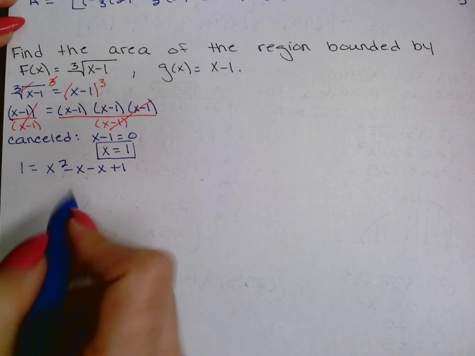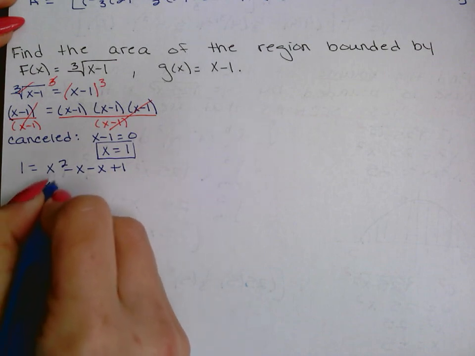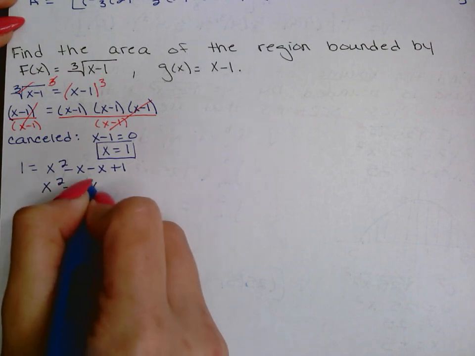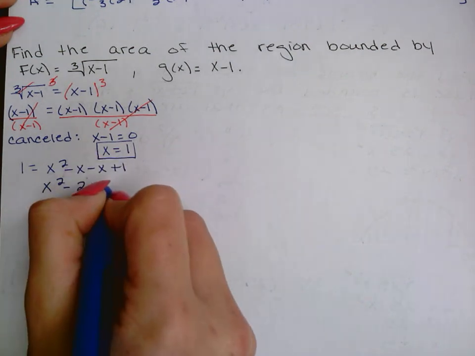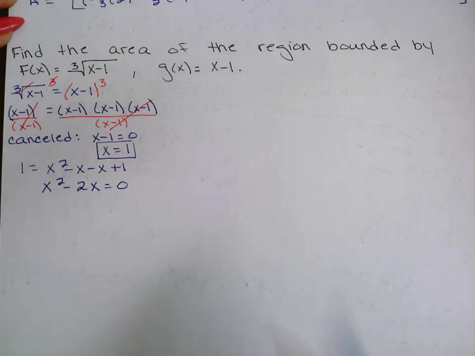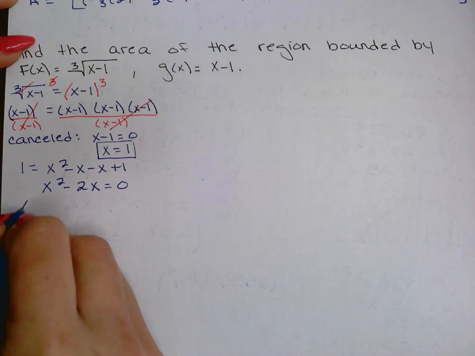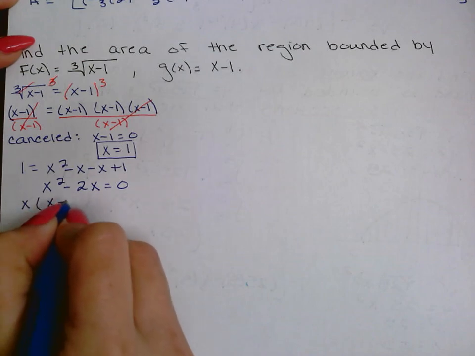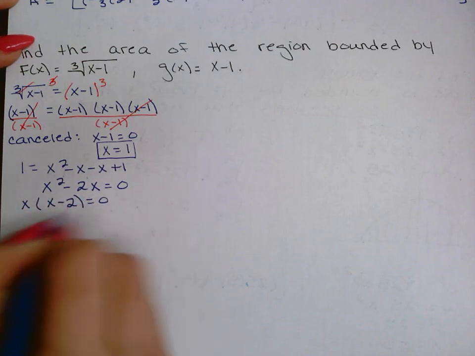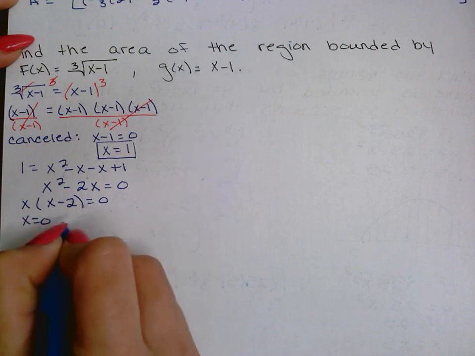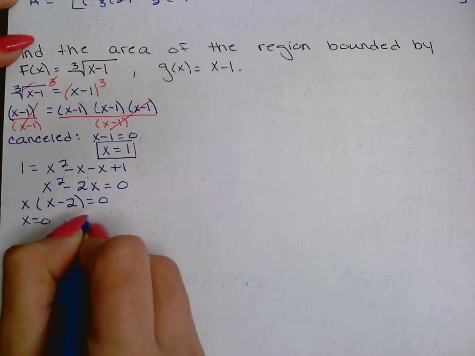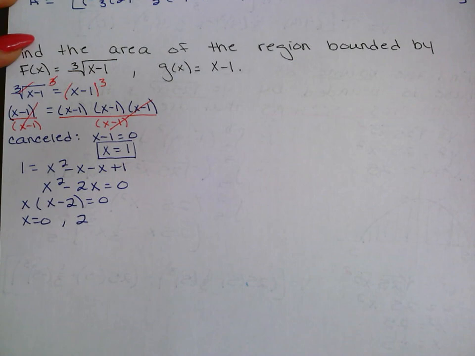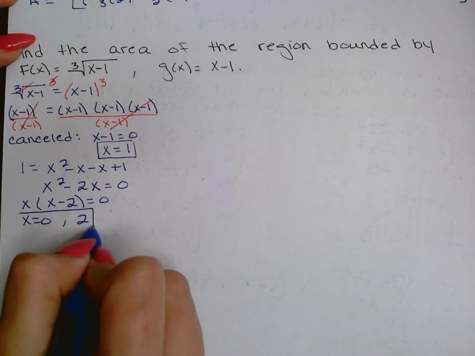So now I'm going to move everything to one side and combine like terms. Okay, those ones end up canceling out. The two negative x's become a negative 2x. Now here I can factor out an x. And I get that x equals 0. And it equals 2. So that means that I have 3 zeros.